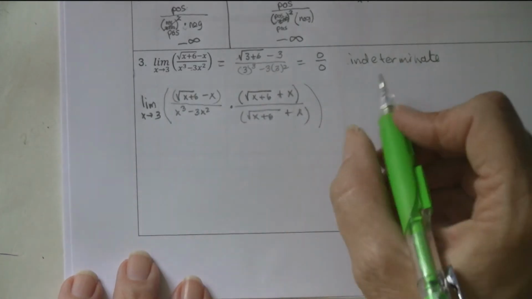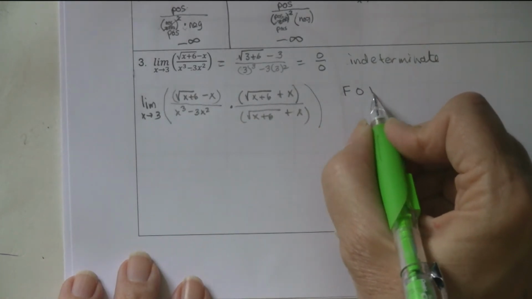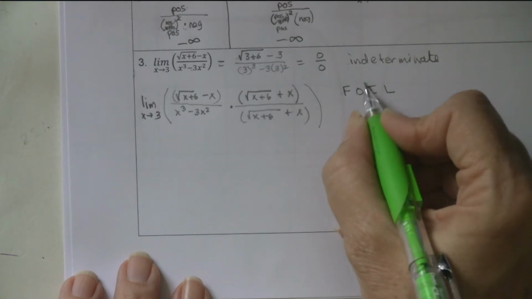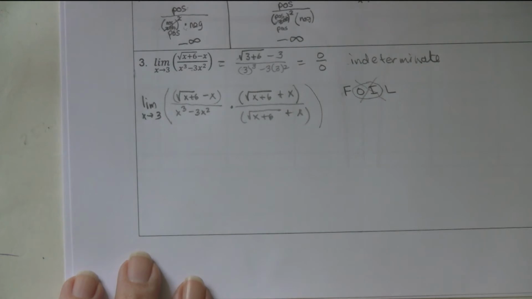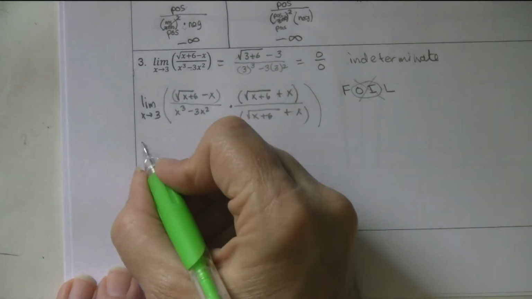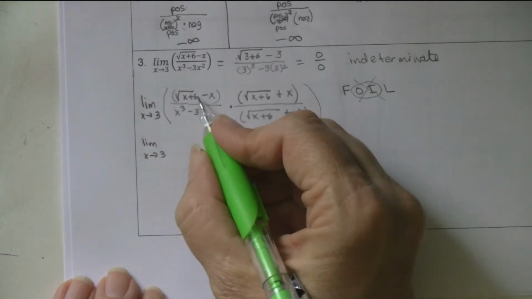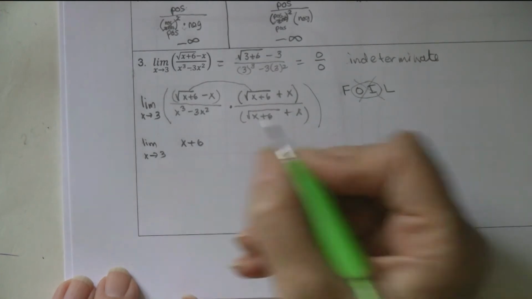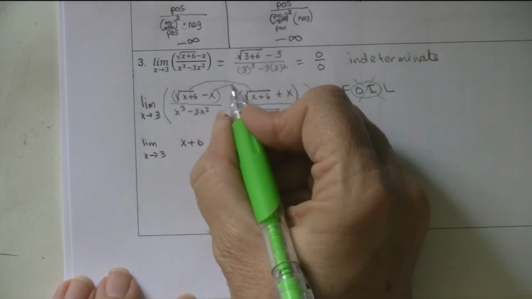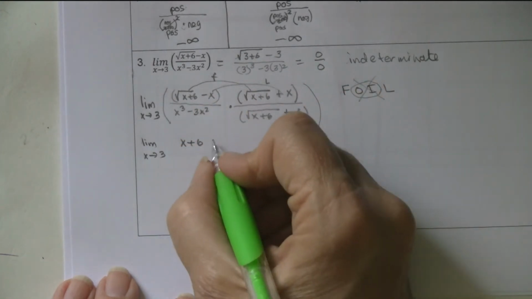So when I multiply this together, because I multiplied by the conjugate, you would be doing FOIL to multiply it together, but the outer and the inner, when you multiply by the conjugate, becomes 0. So all I have to do is worry about the first and the last. So the limit as x goes to 3, and then I'm going to have here x plus 6, right, because they're the same, and then minus, right, there was the first, and here is the last, minus x squared.